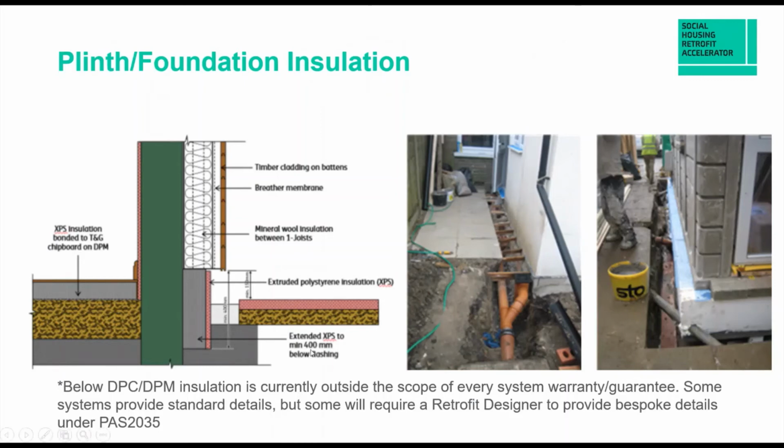So here's an example, plinth foundation insulation that's going on XPS below the DPC. That's going about 400 mil down the outside of the wall, and as you can see, this involves quite a lot of excavation. It's going to involve shifting drainage away from the foundation and moving it out so that you can slip the insulation behind it.